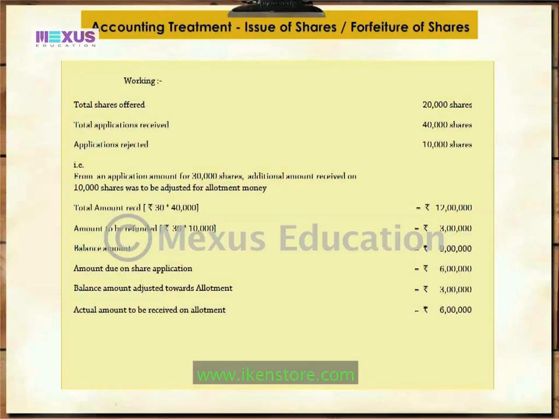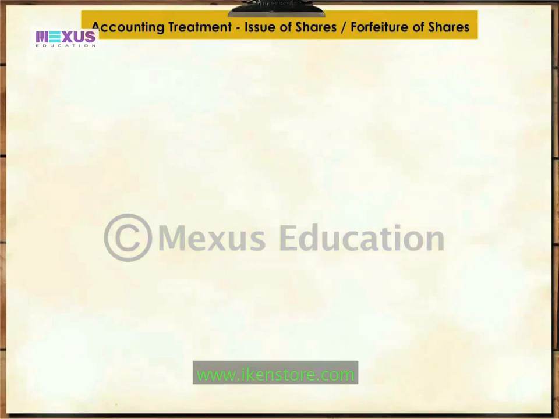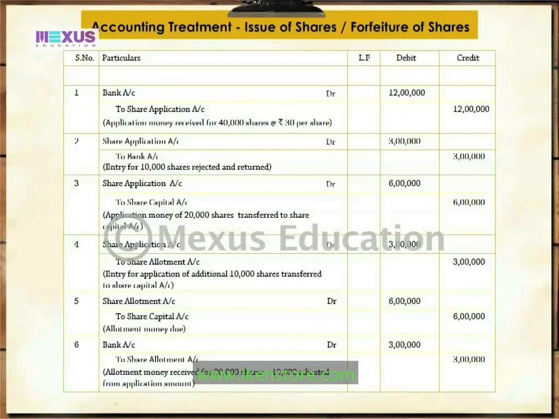The actual amount to be received on allotment, 30 rupees into 20,000 shares, is equal to 6 lakh rupees. Already adjusted from application is equal to 3 lakh rupees. Received on application is equal to 3 lakh rupees. Journal entries for the same would appear as shown.